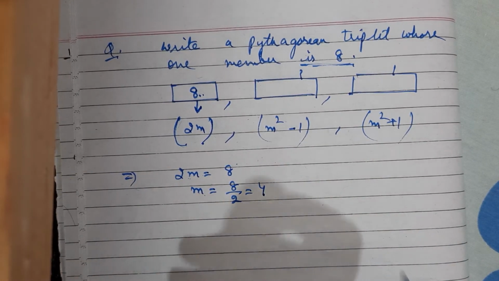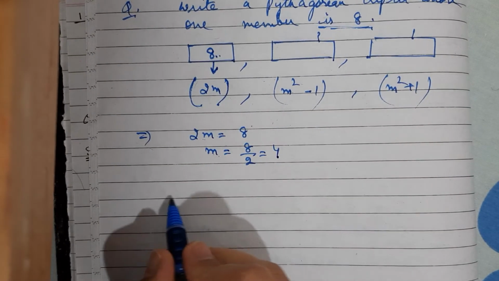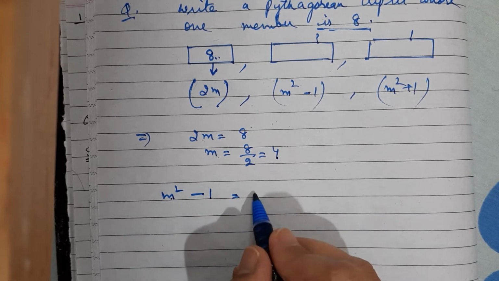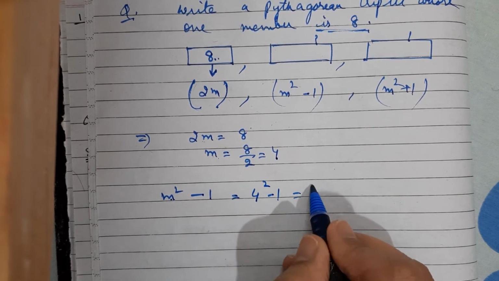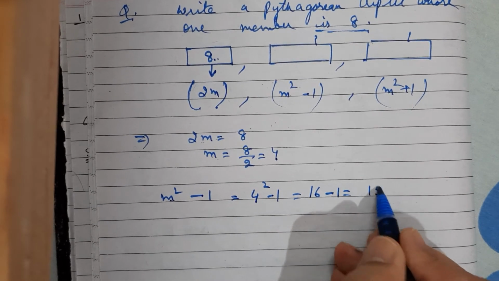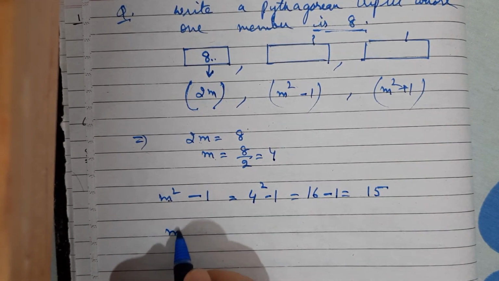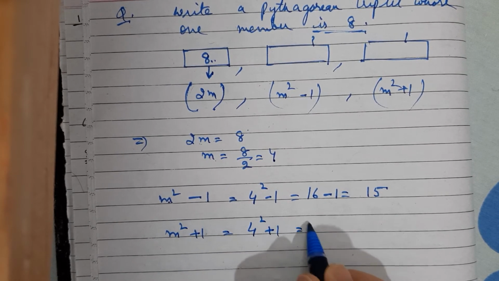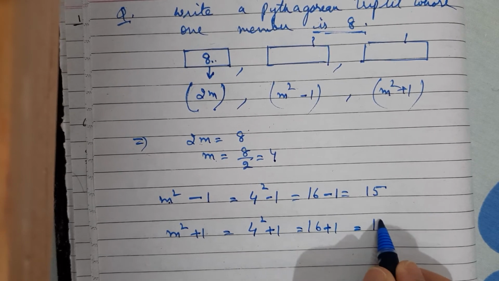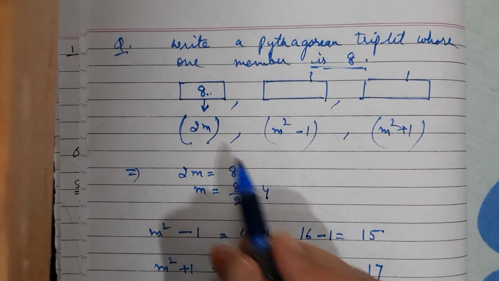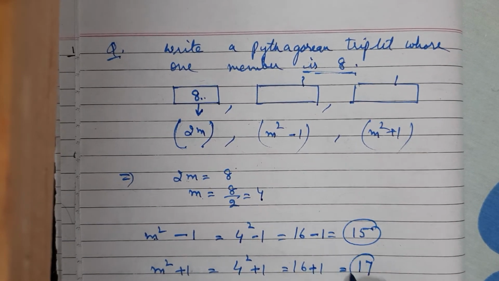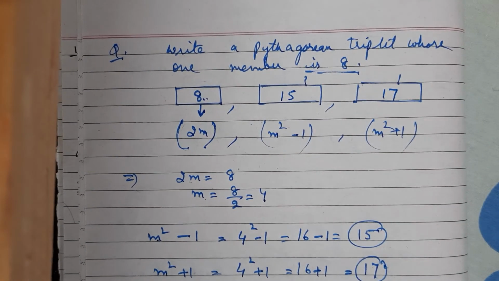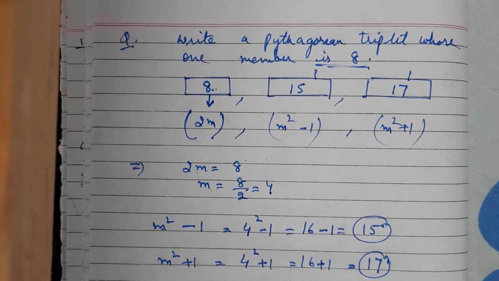By using this we can find out the other 2 members. The other 2 members are m square minus 1, which means replace the value of m as 4 square minus 1, which means 16 minus 1 equals 15. And the third one is m square plus 1, which means 4 square plus 1 equals 16 plus 1, which is 17. So the 3 members are, one is 8, the other is 15 and the third is 17. It means 8, 15 and 17 form a Pythagorean triplet.